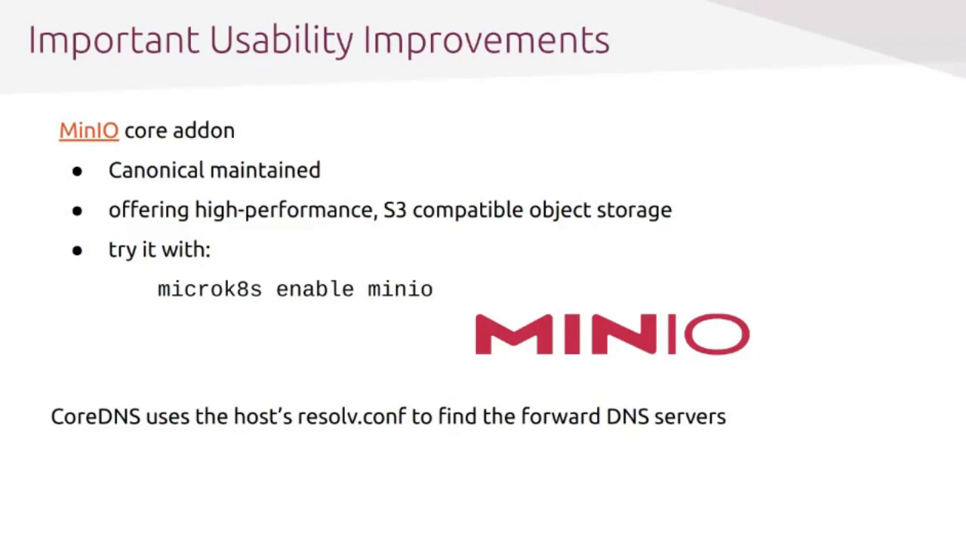Another usability improvement that we introduced with 1.26 is around CoreDNS. DNS now uses the host resolv.conf for forward requests. In the past, the forward servers were set to 8.8.4.4. Now the forward servers are the ones that your machine has, and they get inherited by CoreDNS.